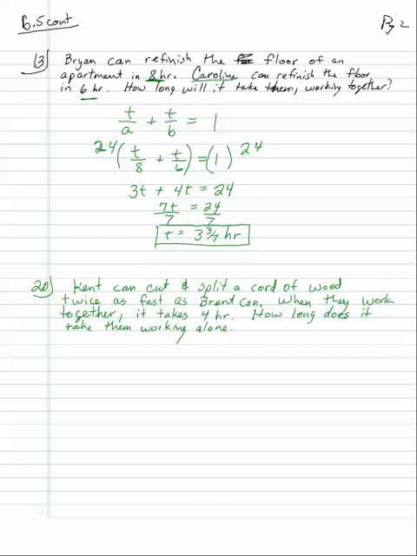Okay, so Kent can cut and split a cord of wood twice as fast as Brent can. When they work together, it takes 4 hours. How long does it take each of them working alone? Remember the formula, t over A plus t over B equals 1. t is equal to the time together. A is Brent's time, the first person's time, which is Brent in this case.